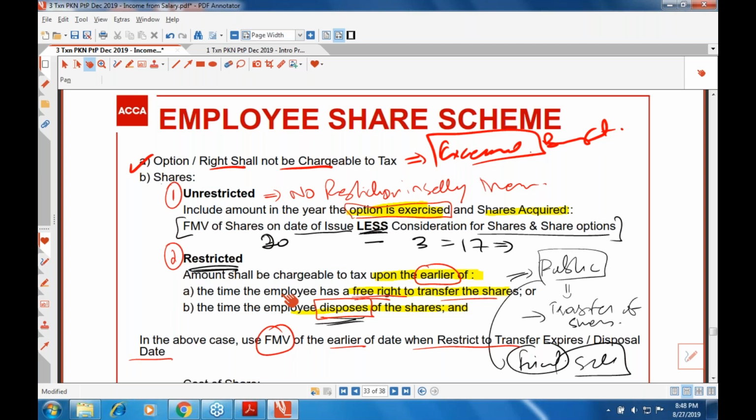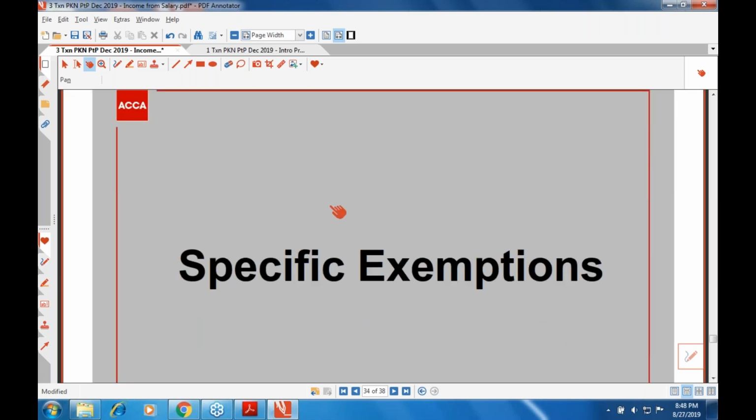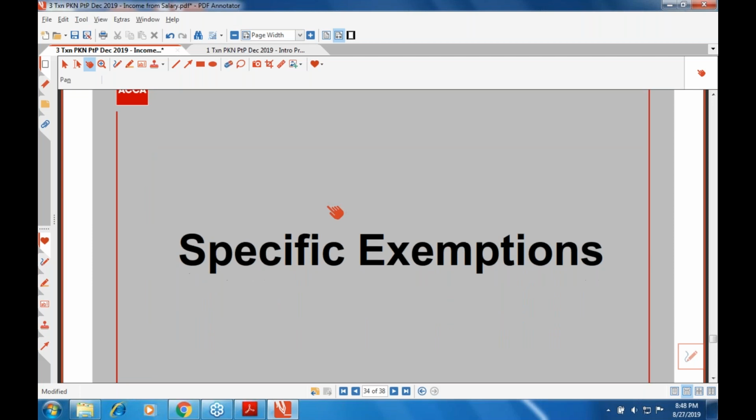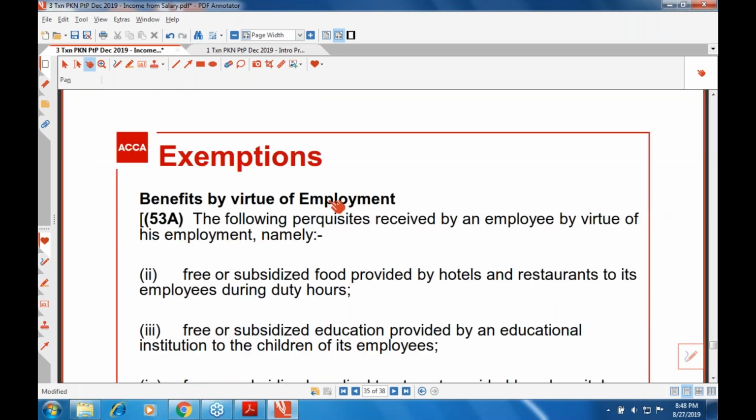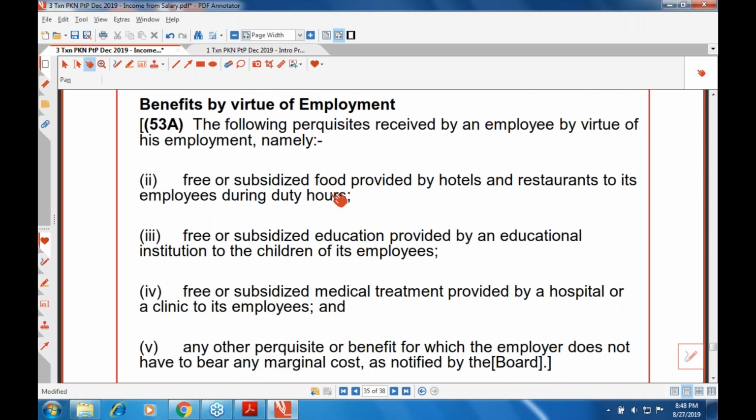Okay, so that marks the conclusion of the concept of employee share scheme with respect to the income from salary. We are now going to move forward, and the next topic is the specific exemptions. Now, what exactly do you mean by specific exemptions? There are specific exemptions with respect to the salary that need to be considered and discussed. The first thing is the benefits by virtue of employment. Let's discuss each one of them.